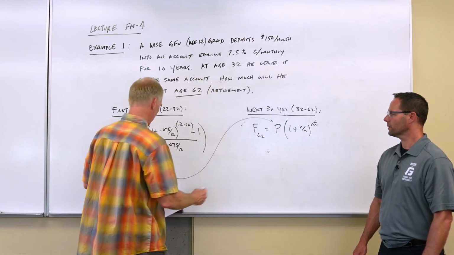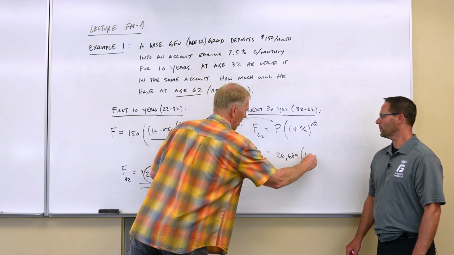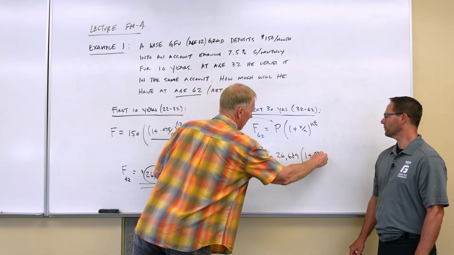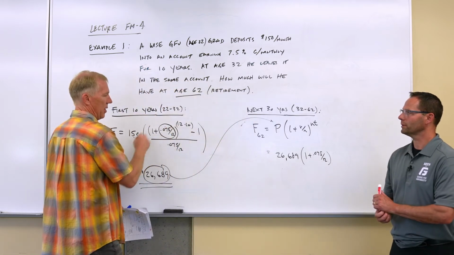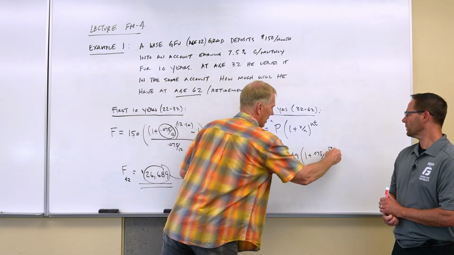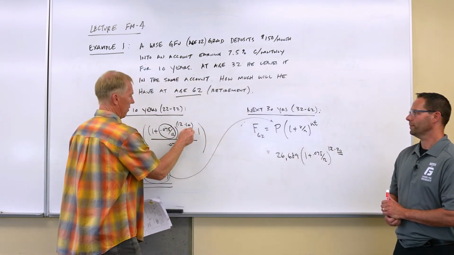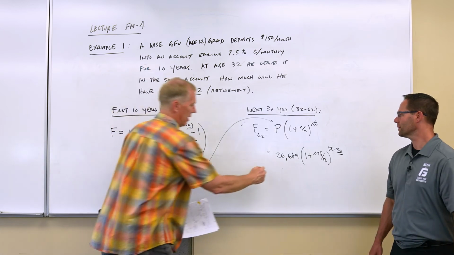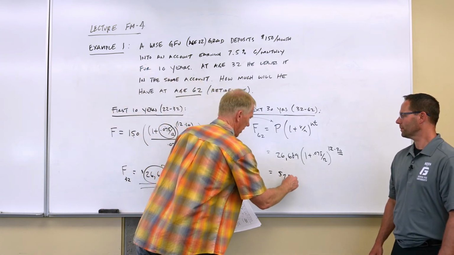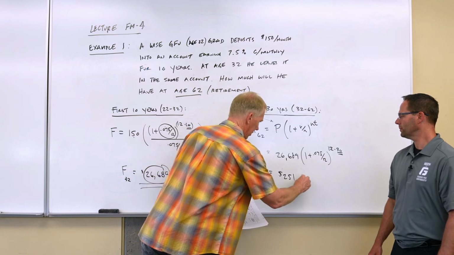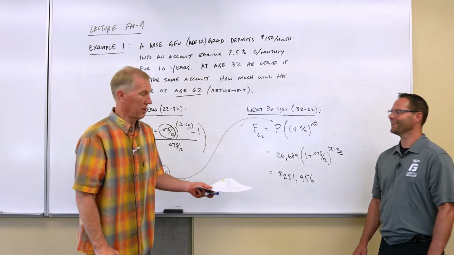So I've got 26,689, 1 plus 0.075 over 12. Notice the interest is the same. Nothing's changed there. But it is no longer 10 years. It's now 30 years of time. This was the first 10. That's the last 30. And this came out to be a whopping $251,456.